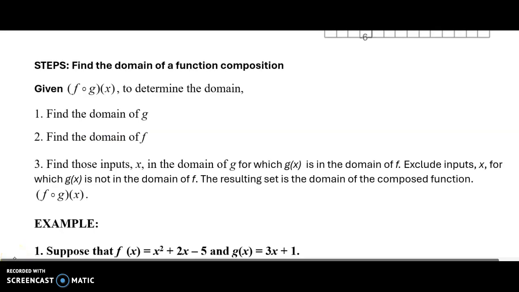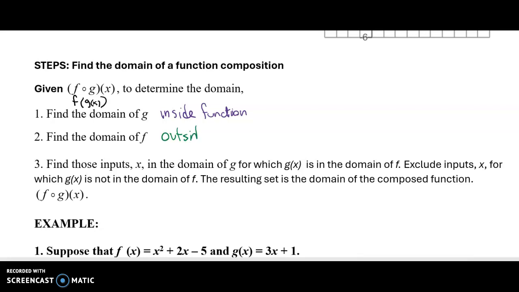First thing you'll see is a summary of the steps for finding the domain of a function composition. If we're given f of g of x, remember we can write that f of g of x. G of x is the inside function. F of x is the outside function that we're putting g into. To determine the domain, first we're going to find the domain of g. And remember, g is your inside function. And then we're going to determine the domain of our outside function, f.